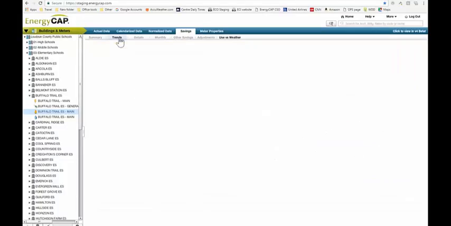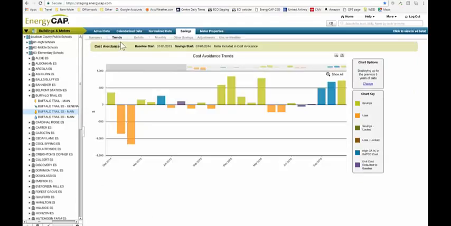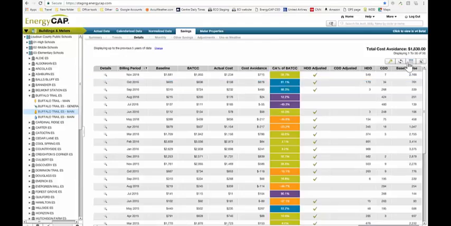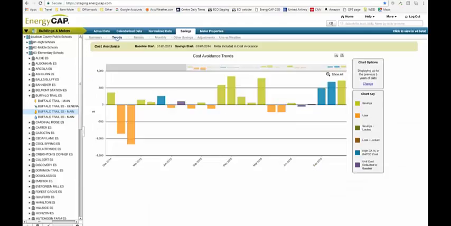So now let me go to trends, and this is going to show me my cost avoidance results. The trends and also the details show the results in a different format that you can copy to Excel. Trends is a little bit easier to see. You can very easily see the months where I had a positive cost avoidance, in other words, I saved, and where I had a loss. And the legend shows me some other color-coded things of interest.